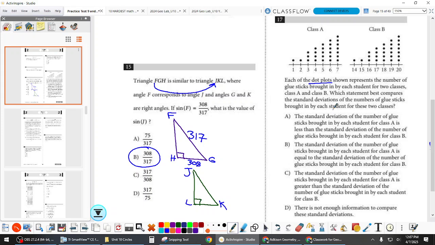But look at the shape of the data. What do you notice first? It's the same. It's the same. So will the standard deviations be different? No. It shouldn't be, right? It's the same data set. Yeah. Okay? So what did you guys say you picked? B. Is equal, yeah, so it's the same.